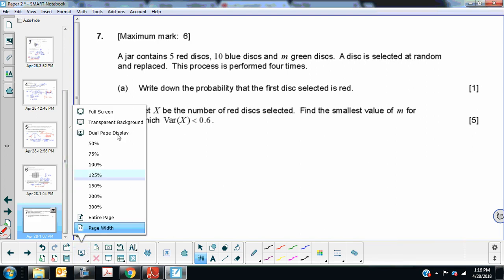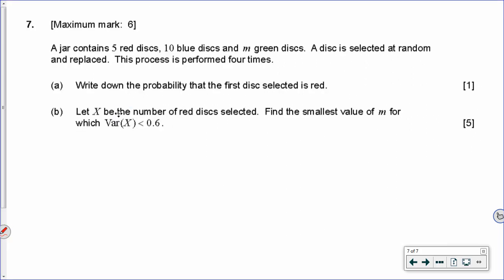In this video, I'm going to go over question 7 from the November 2016 paper 2 for IB Math SL. It's a calculator question, and it is a probability distribution question. So we have a jar containing 5 red, 10 blue, and M green discs. A disc is selected at random, and that process is repeated 4 times.